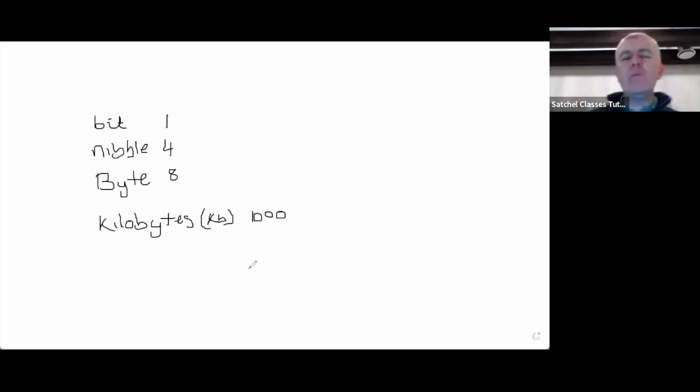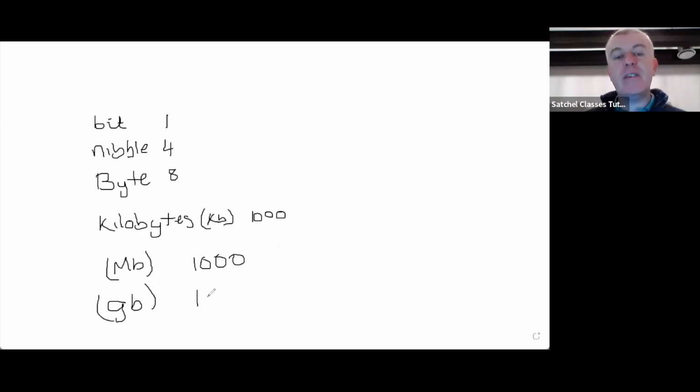For ease of calculating, it is 1,000. Technically, it's slightly more, but to make it easier to calculate file sizes mentally, it is 1,000 bytes in a kilobyte. You probably heard as well, we have megabytes, represented by MB sometimes. And again, there are 1,000 kilobytes in a megabyte. And the next one along is gigabytes, and again, there are 1,000 megabytes in a gigabyte.